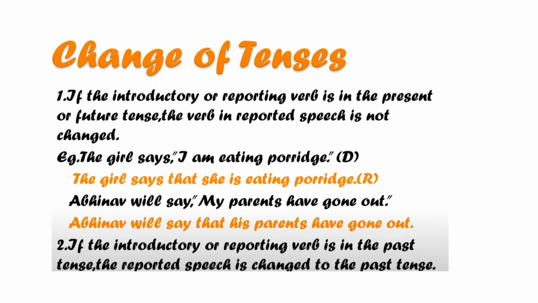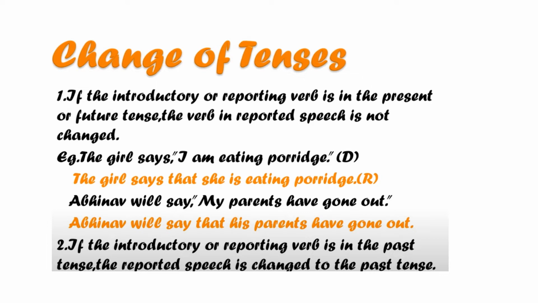Now let us see, when we change sentences from direct speech to indirect speech, how change of tenses takes place. Number 1. If the introductory or the reporting verb is in the present or the future tense, the verb in reported speech is not changed.